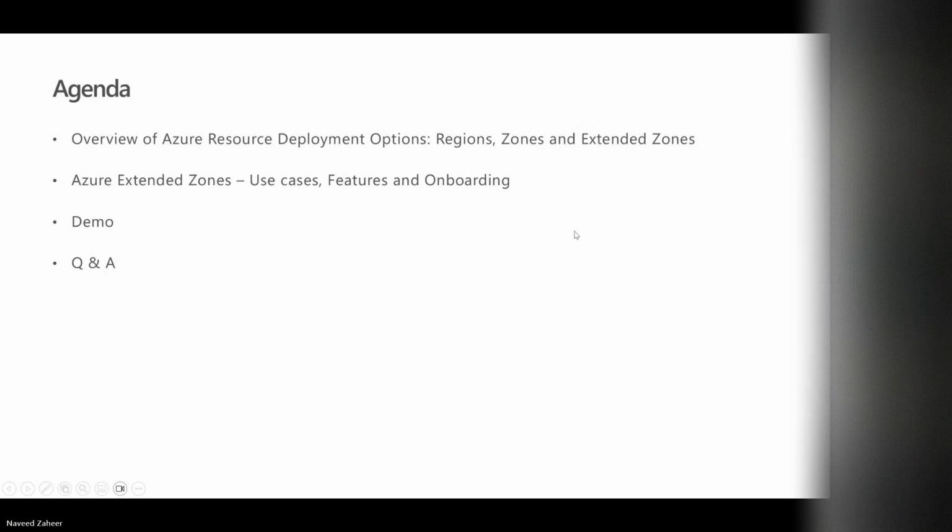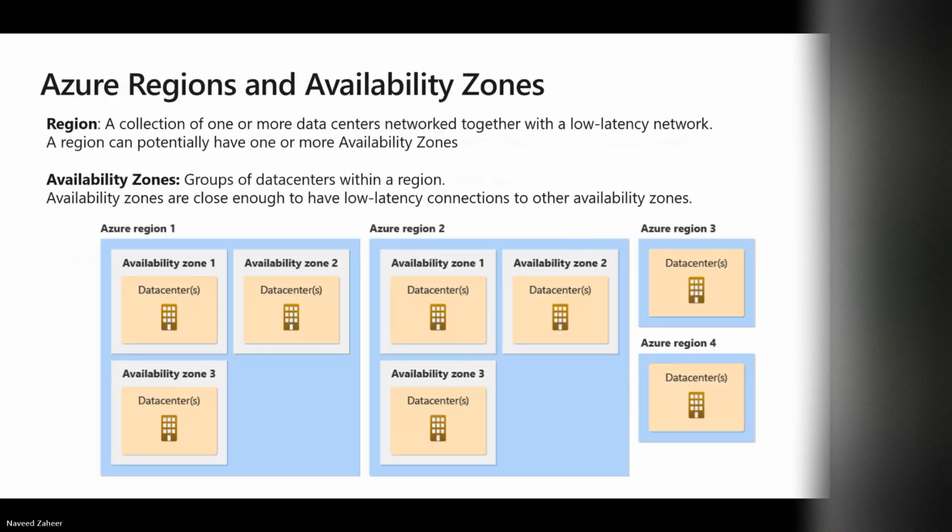So let's start. As we know, in Azure you have regions. Regions are basically a collection of data centers in a geographical location, and these data centers are normally grouped in availability zones. And what are availability zones? They are groups of data centers in a region with a separate power and network provider. So if a zone goes down, the entire region doesn't go down.